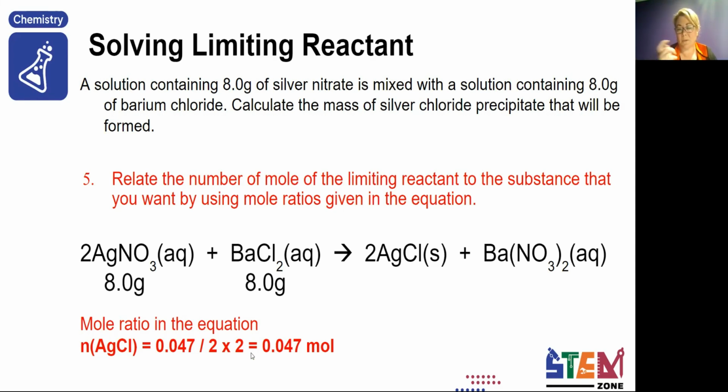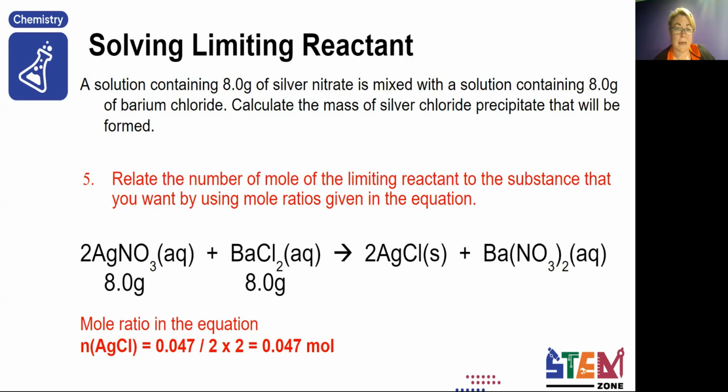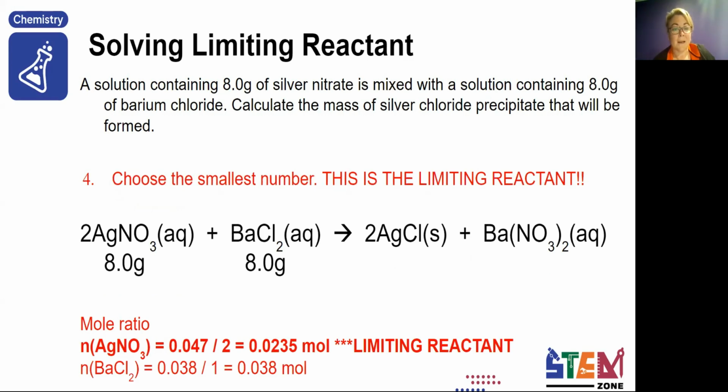So it's divide by 2, multiply by 2, same value. And then we can find our mass using our limiting reactant. What I could also ask is how much barium chloride is left over. And so what I need to do there is go back. I'm just going back. All right, so I've got 0.0235 moles with my limiting reactant.